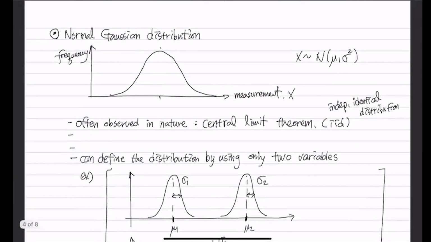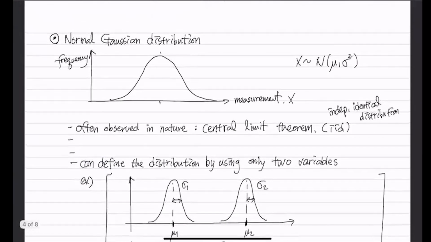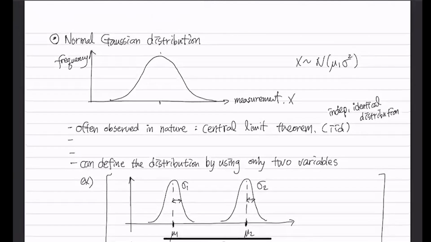Now, let's move here to the normal Gaussian distribution. By the way, any questions so far? So now let's talk about this normal or Gaussian distribution, okay? Also known as the bell curve. Those are all the same words. If it's a normal distribution, a Gaussian distribution, or a bell curve, they are all indicating the same thing.